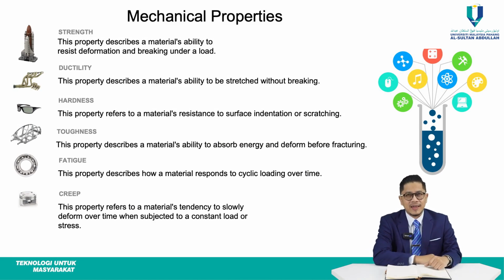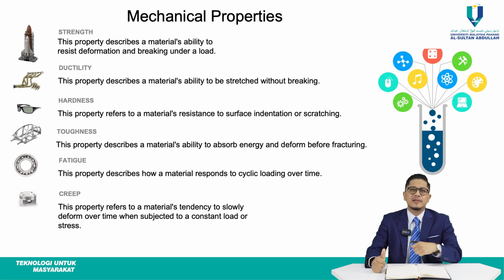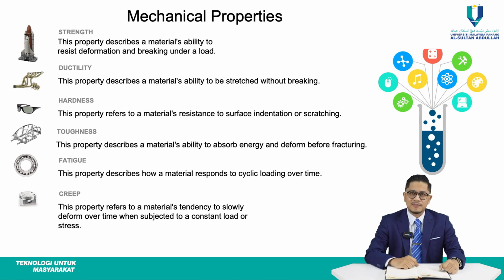Mechanical properties, on the other hand, describe how a material responds to external forces. Some of the most important ones are: number 1, strength; number 2, ductility; number 3, hardness; number 4, toughness; number 5, fatigue; and also creep. Now, the strength of a material describes how well a material can resist deformation and breaking under a load. Materials with high strength, such as steel and titanium, are used in applications where strength is critical, like construction and aerospace.